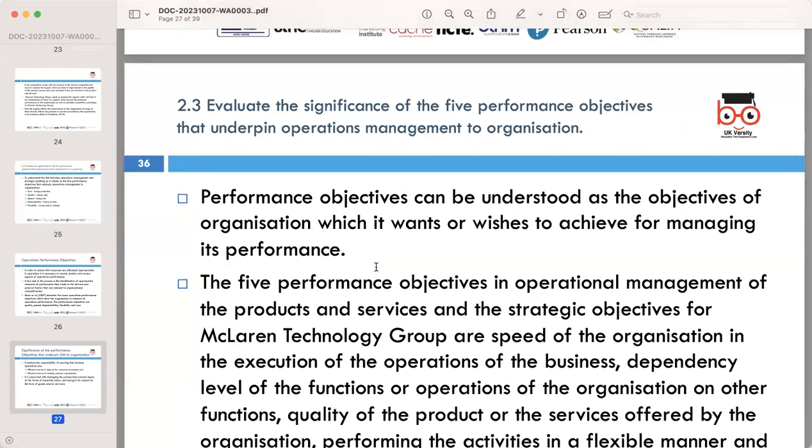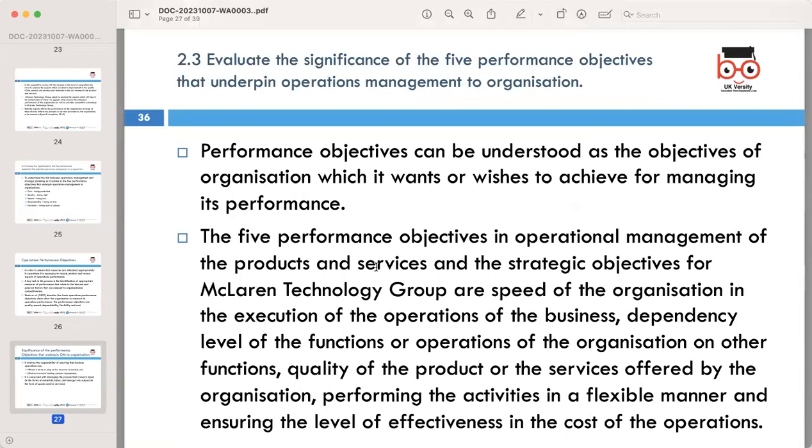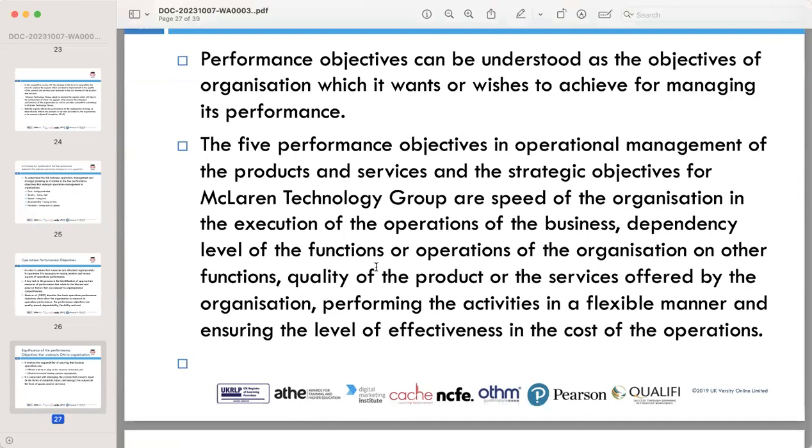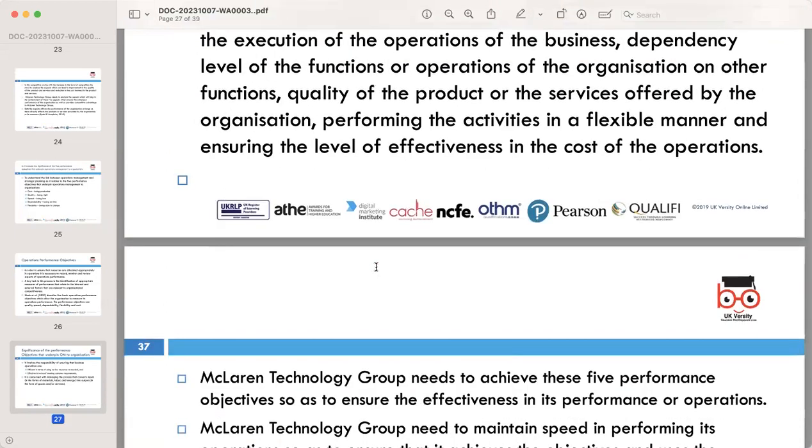And the 5 performance objectives are the operational management of the product and services, and the strategic objectives for McLaren Technology Group are speed of the organization in the execution of the operations of the business, dependability level of the functions or operations of the organization on other functions, quality of the product or the services offered by the organization, performing the activities in a flexible manner, and ensuring the level of effectiveness in the cost of the operations.